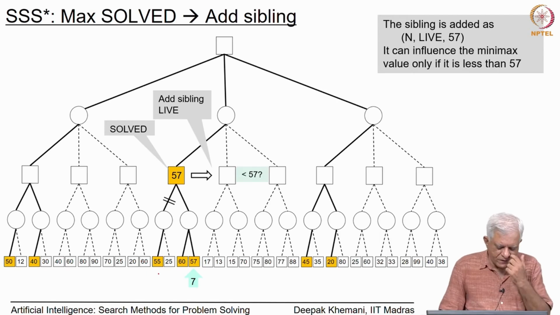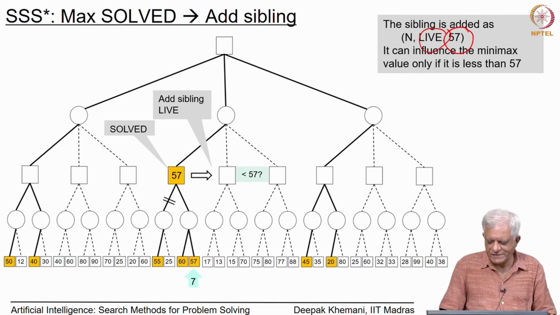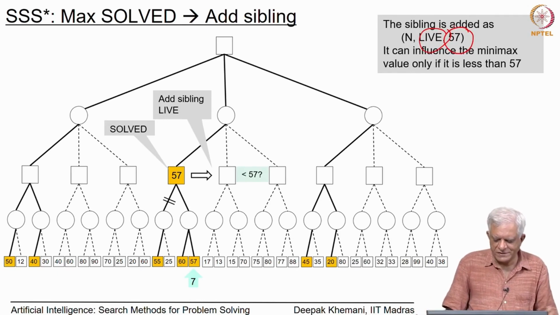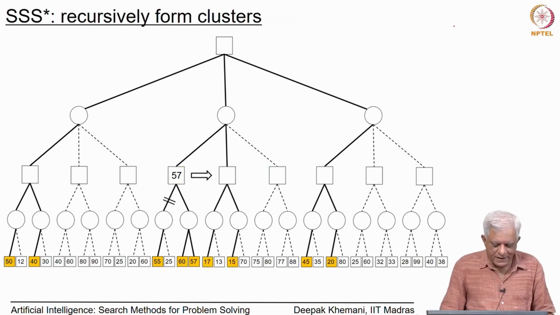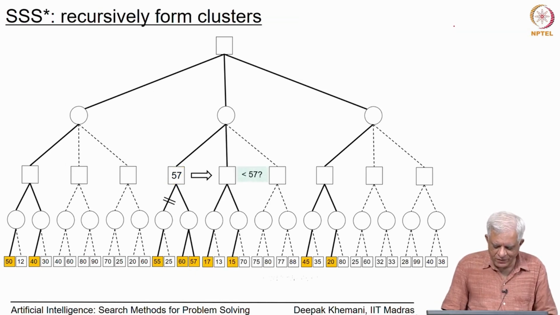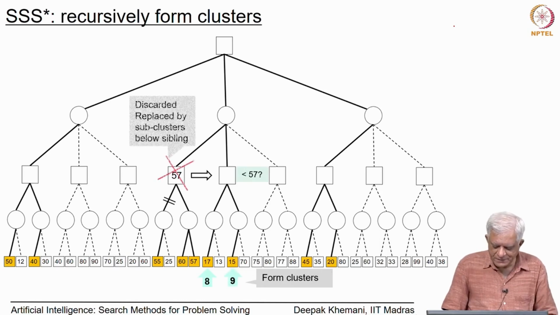But in our iterative version of the algorithm, what happens is that we remove the cluster with value 57 and we add this new node, which we will add as a live node with an upper bound of 57 essentially. See, whenever it is a live node, the value is an upper bound, whenever it is a solved node, its value is exact essentially. So, we will put this as a live node with upper bound 57 and then we will form the clusters.